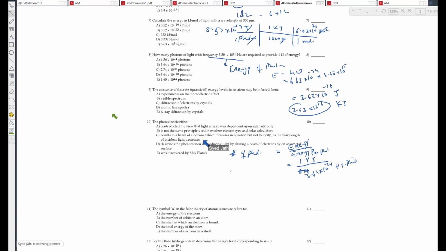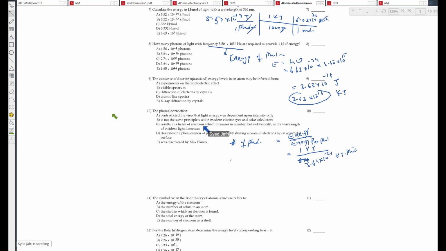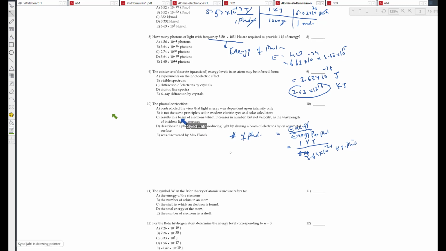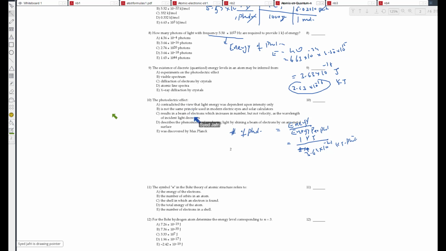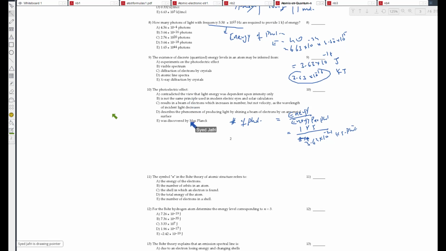Because you haven't done this, we can ignore this one if you want. Number 10. Otherwise, if you want photoelectric effect, I don't know whether your teacher has done it or not. If you want, you can read this. Yeah, I'll read it. Let's see. Photoelectric effect.